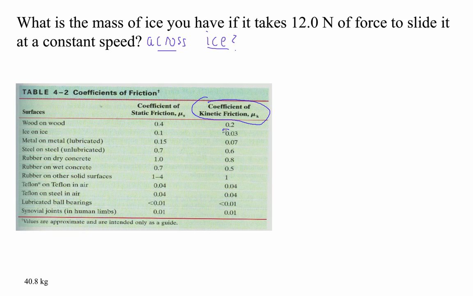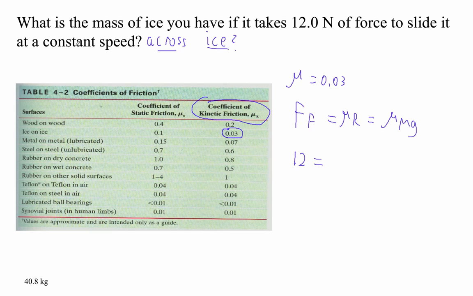Okay. So we're going to use this. So our mu is 0.03, right? We don't have ice on concrete. It's just ice, right? Okay. So our force of friction is going to be mu times N, which is mu times mg, right? And so we can fill this in. It's 12 newtons is our force of friction, right?